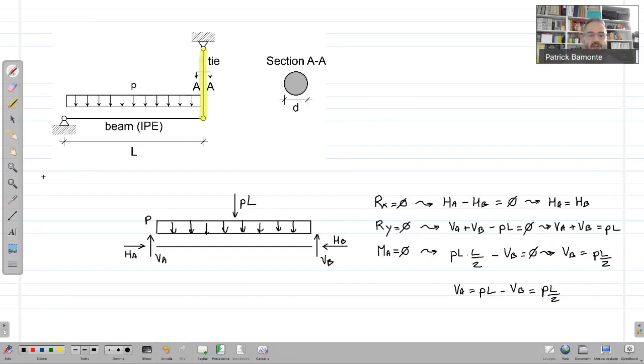So the two vertical reactions are equal. They are directed upwards, as I mark them here, and their value is PL divided by 2. As regards the horizontal forces, you see that from considering only the beam, we cannot determine the value of the horizontal force. We only know that the two forces, HA and HB, marked in this way, have to be equal and opposite in order to guarantee equilibrium in the horizontal direction. What we then have to solve is the vertical member, which means the tie.